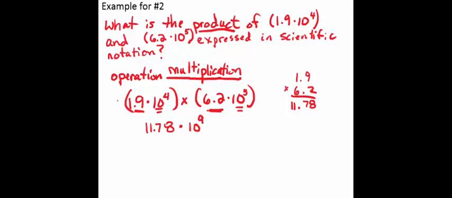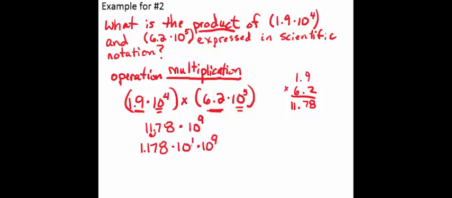Okay, now remember, the coefficient in scientific notation must be greater than or equal to 1, but less than 10. This number is too large, so what we need to do is move the decimal place 1 to the left. When we move to the left with decimals, we will count as tens. So we're going to move 10. That gives us 1.178 times 10. And we then still have times 10 to the 9.